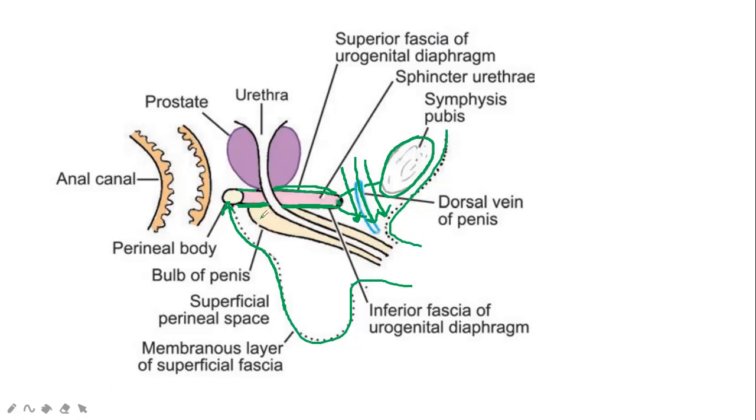That means the root, the bulb of the penis, as well as the crura, are within the superficial perineal pouch, as well as their muscles. The bulbospongiosus and the ischiocavernosus are also within the superficial perineal pouch. Their nerve supply is the perineal branch of the pudendal nerve, and the scrotal nerves are also within the superficial perineal pouch.